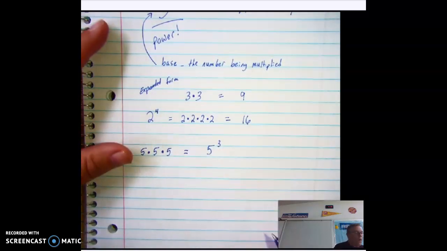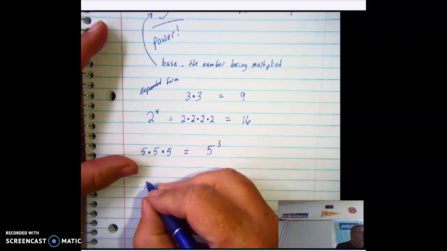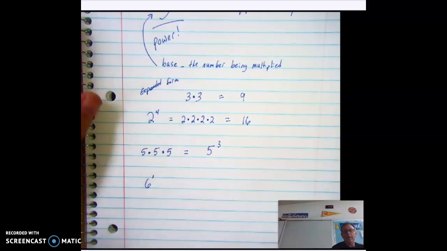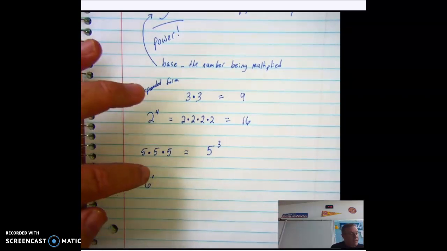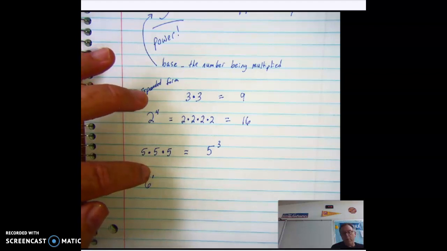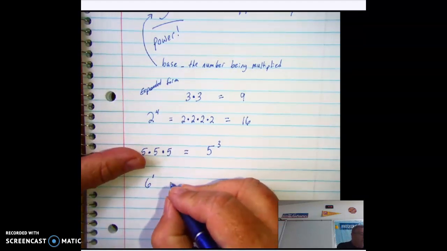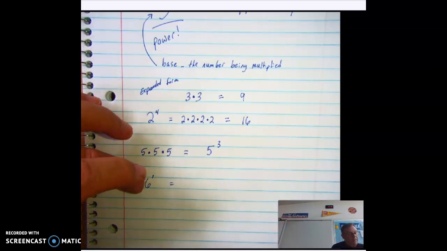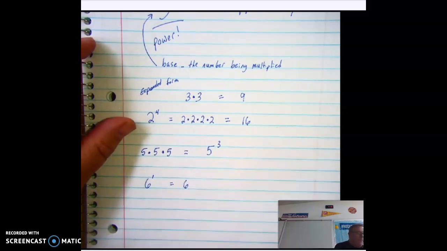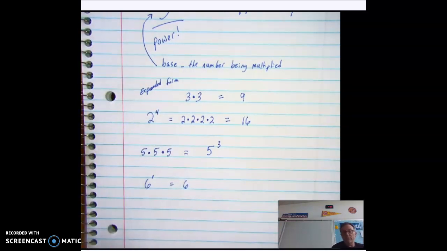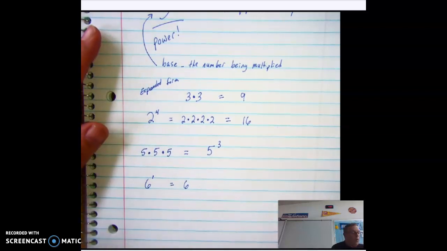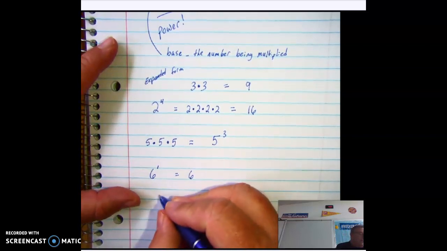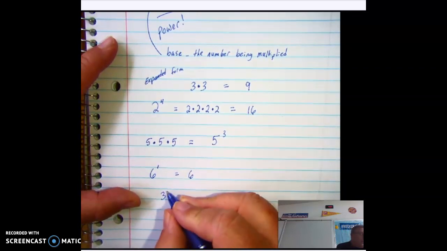Okay. Here's one for you. If I did 6 to the 1st power. Now, usually, if it's just 6, they're not going to put an exponent of 1. But that means the same thing. If I wrote it out in expanded form, my base is 6. And how many 6s do I have to multiply? Just 1.